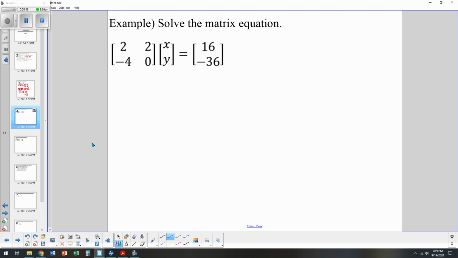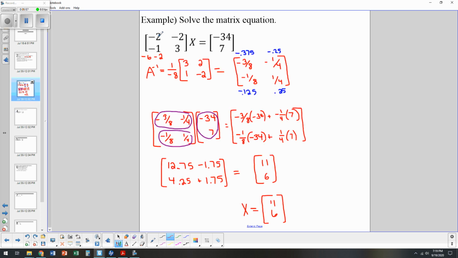We'll do another one together. This one is written, instead of having a variable as a matrix, the matrix is made of variables. So all that means is at the end, if it had been this problem, x would be 11, y would be 6.